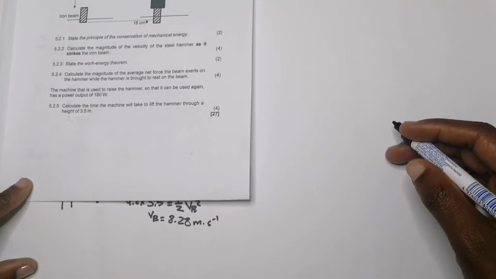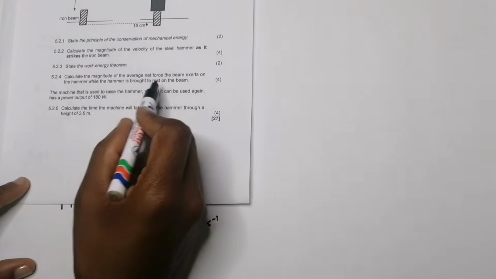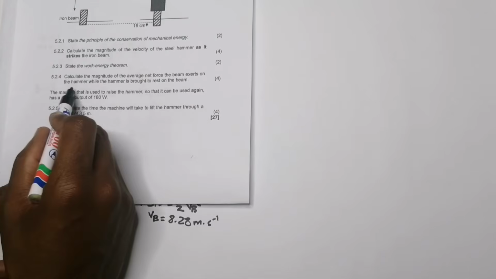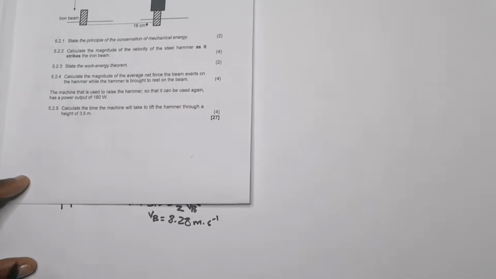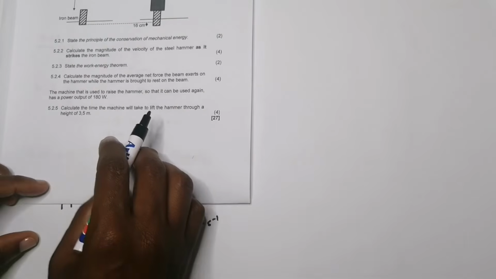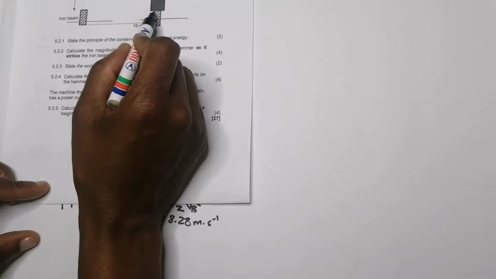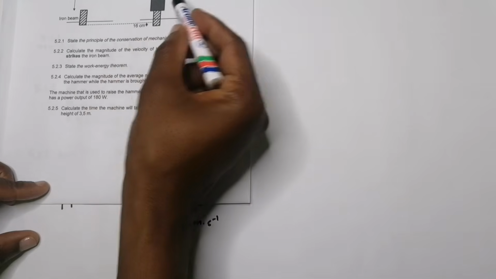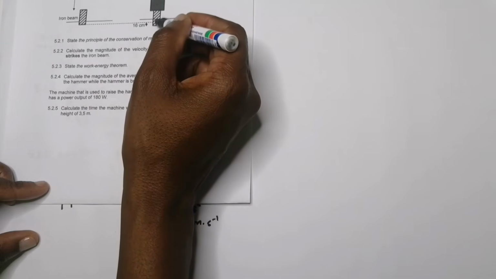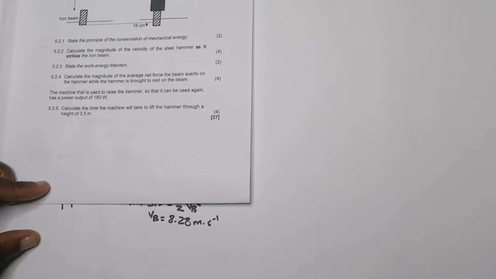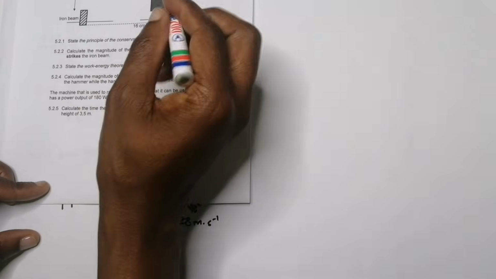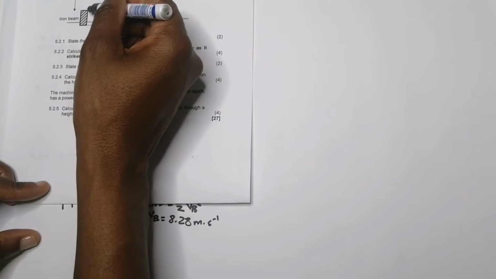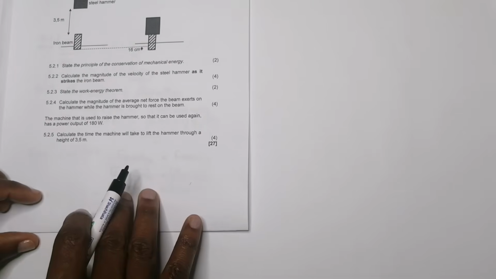Right, now they say calculate the magnitude of the average net force the beam exerts on the hammer while the hammer is brought to rest on the beam. All right, now I want you to think about it. The hammer landed on the beam and it drove it down 16 centimeters. So if the iron beam went down 16 centimeters, that happened on the hammer as well, right? As it hit the beam, it was also driven down 16 centimeters.